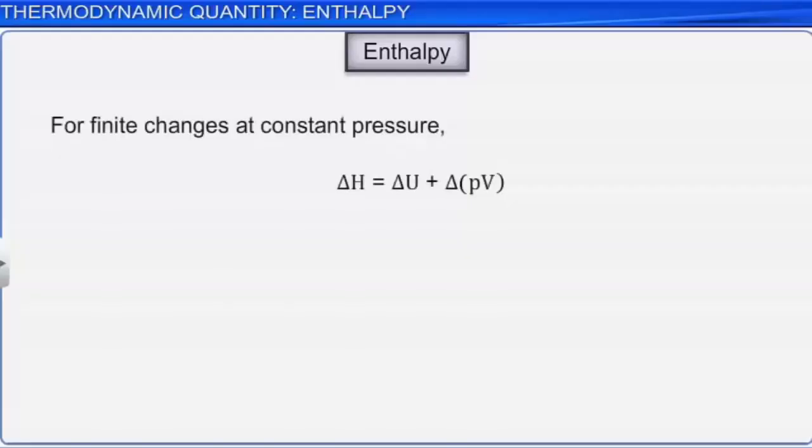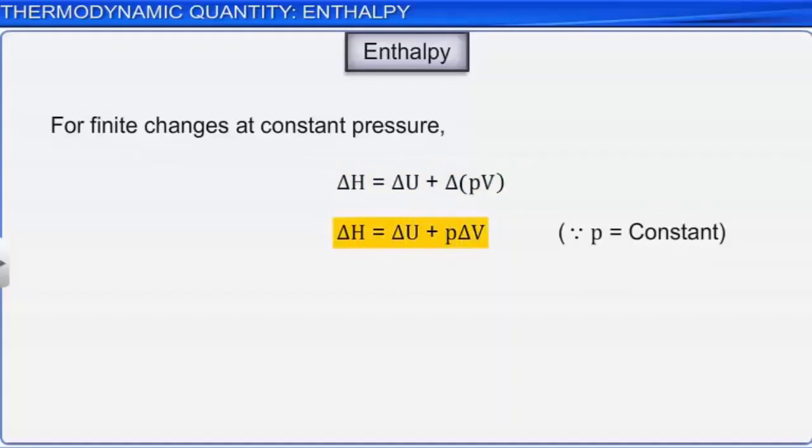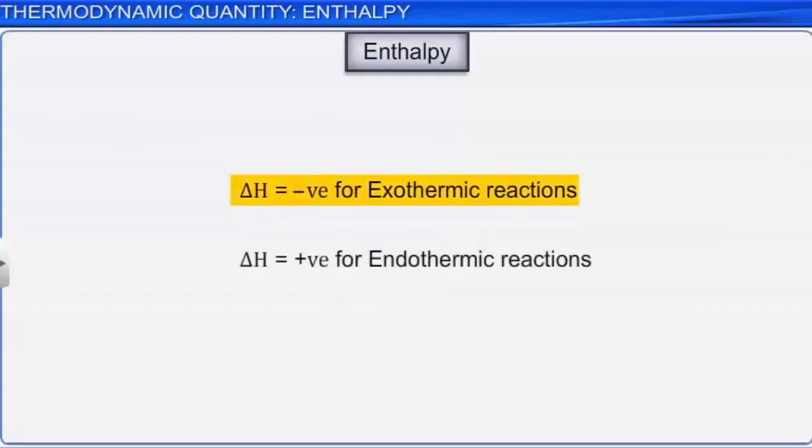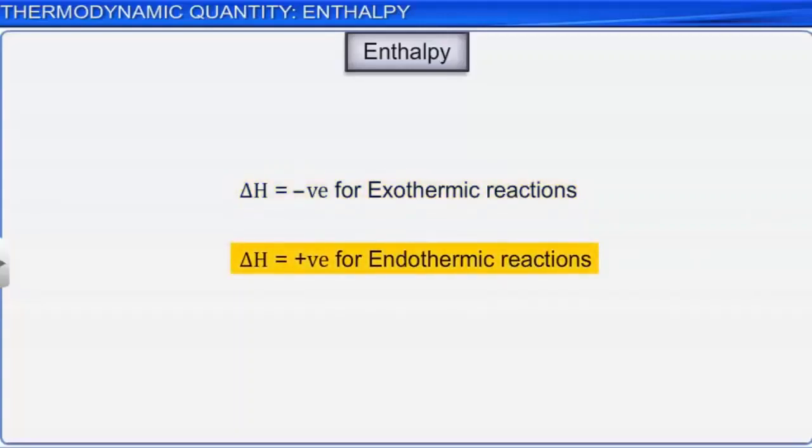For finite changes at constant pressure, we can write the equation as ΔH equals ΔU plus Δ(PV). Since P is constant, we can write ΔH equals ΔU plus PΔV. Remember that ΔH is equal to QP, the heat absorbed by the system at constant pressure. ΔH is negative for exothermic reactions and positive for endothermic reactions.